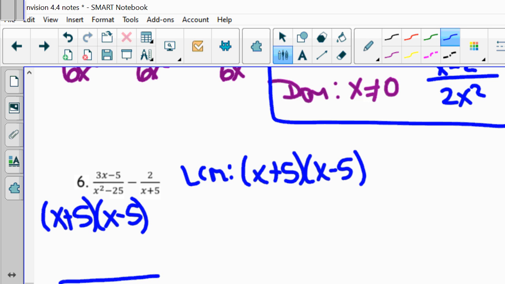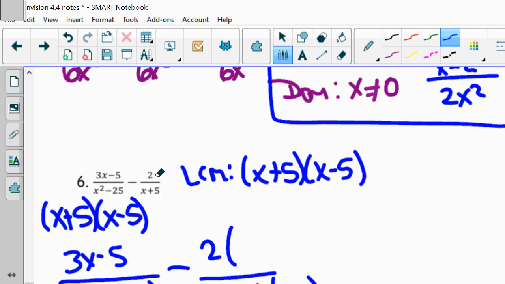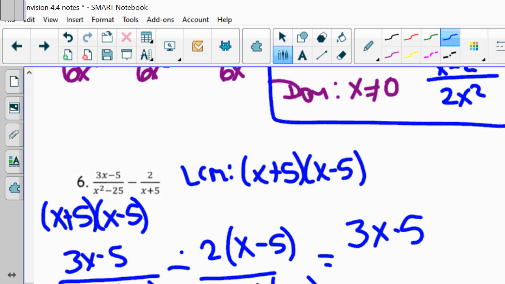So I put each of these over x plus 5, x minus 5, minus, and x plus 5, x minus 5. The first one had a 3x minus 5 on top. Denominator already had everything, wasn't missing anything, so I don't have to multiply anything on that one. The next one had a 2 on top. The original denominator had x plus 5. It was missing an x minus 5. So on top, I have 3x minus 5. Here I can distribute a negative 2, so I get minus 2x plus 10.